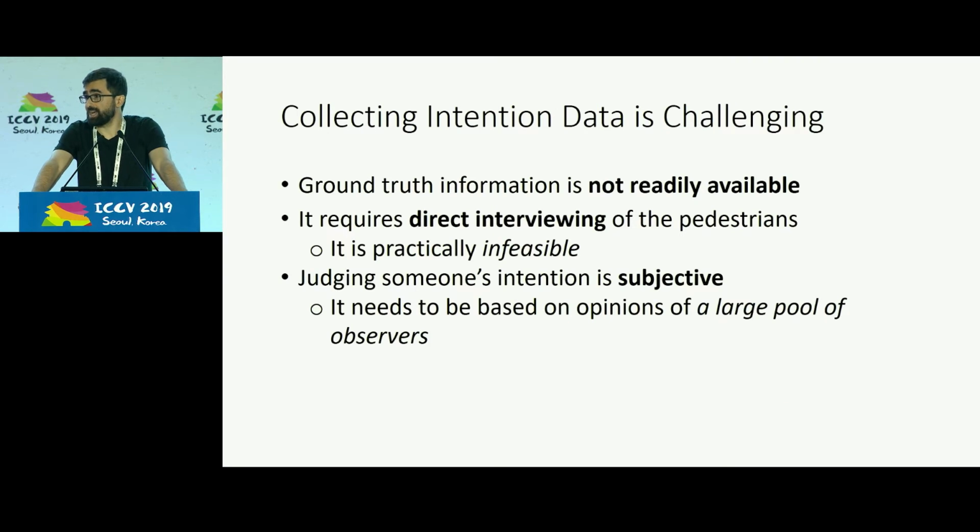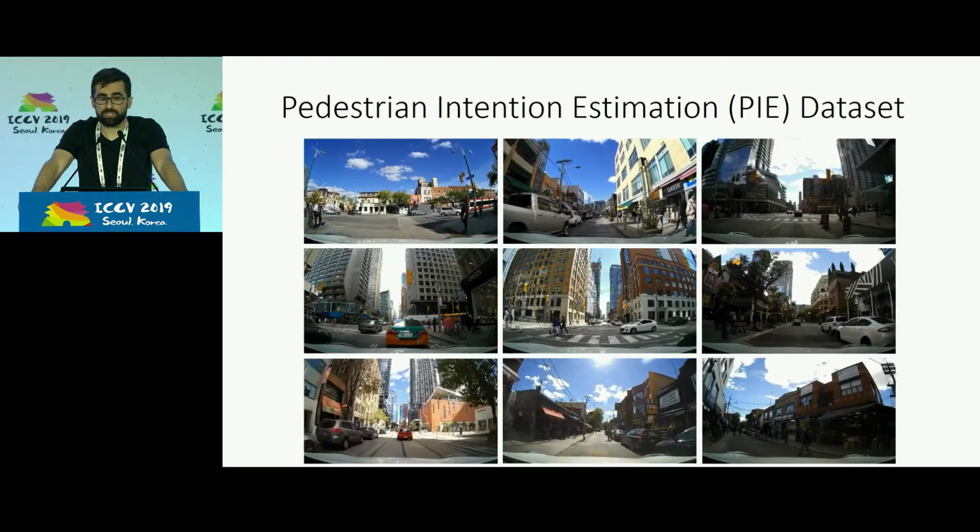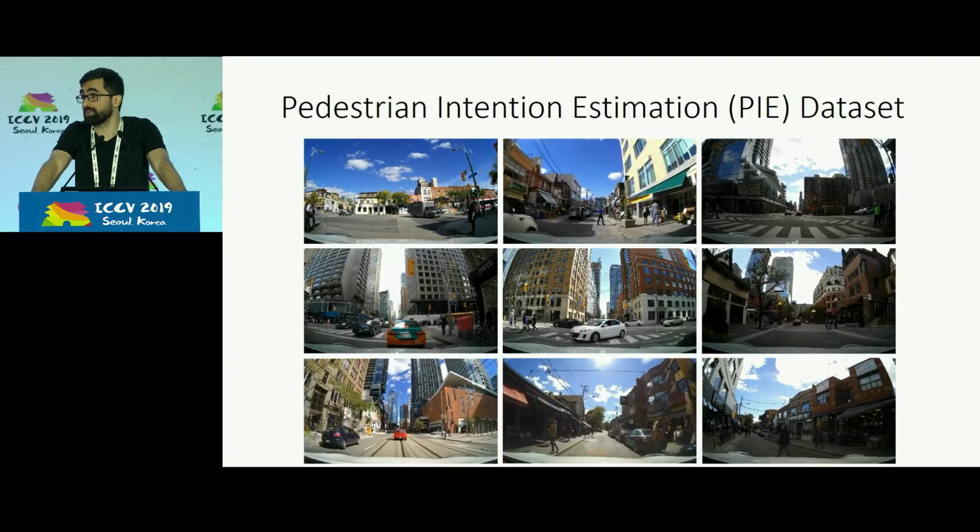Collecting intention data is challenging because, of course, we need to directly interview people. The alternative would be to make some sort of judgment on their behavior and on their intention. Judgment, however, can be subjective if we don't use a large enough number of people. To address these challenges, we are proposing the pedestrian intention estimation, or PI, dataset.